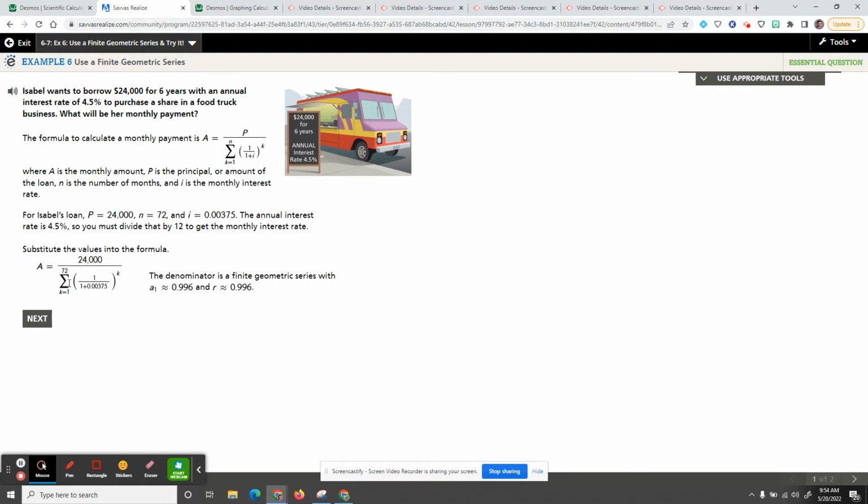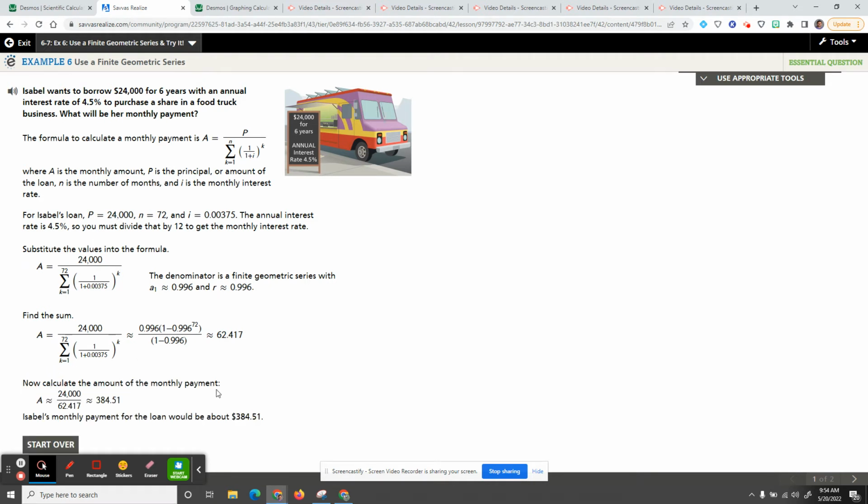So then there's your formula. 24,000 substituted in for P. Again, 72 months. The ratio is 1 divided by 1 plus that monthly interest rate. And then when you find the sum, it ends up being 62.417. So when you calculate the amount of the monthly payment, it's going to be 24,000 divided by 62.417, and you end up with $384.51.